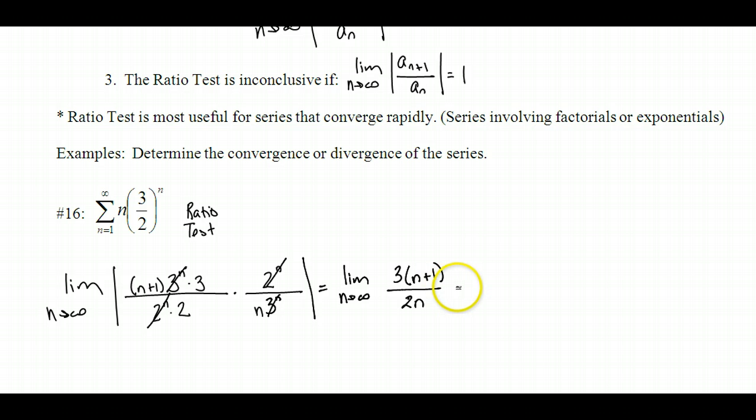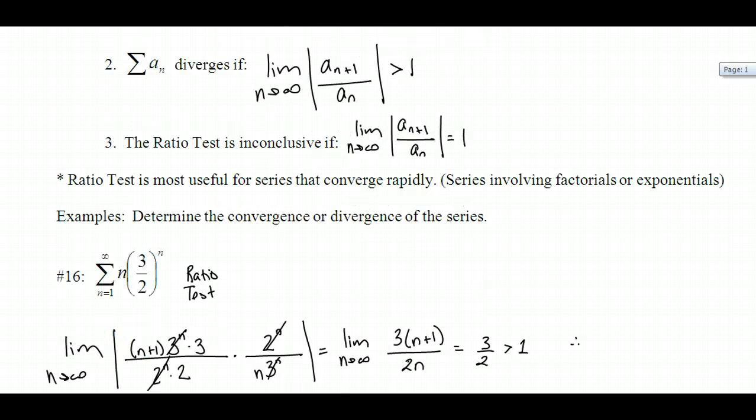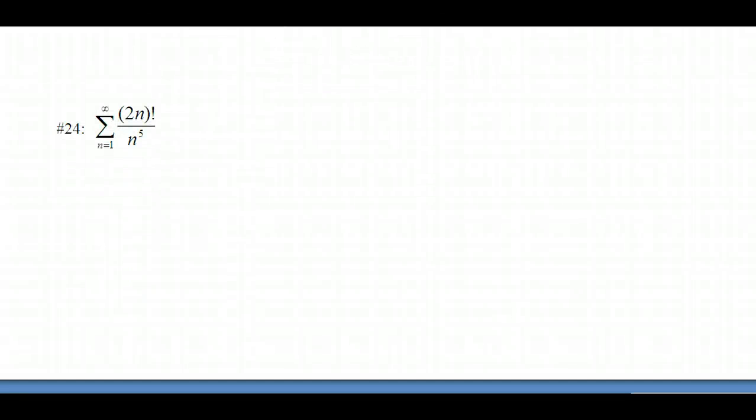Well, I know that this limit is equal to 3 halves. Great, 3 halves is greater than 1. Therefore, because it's greater than 1, going back up, we know that it diverges. So therefore, diverges. A pretty simple, easy test to use. Again, this is used for series involving factorials or exponentials. That makes it really nice. So our next example, when we have factorials, it's really convenient for it.